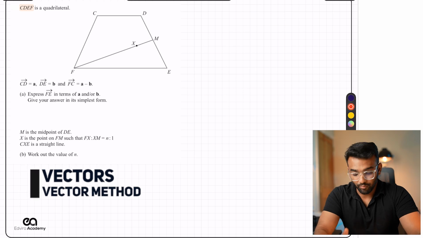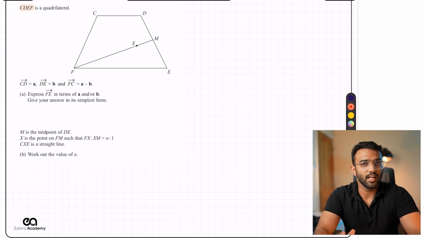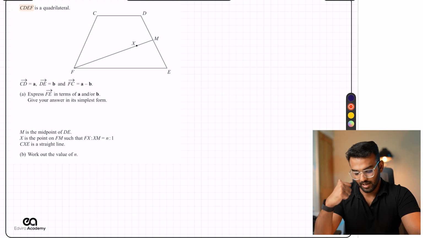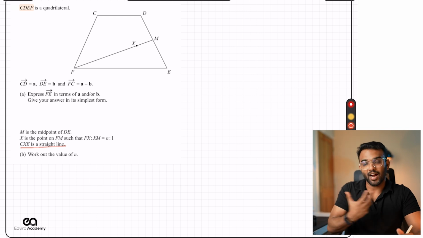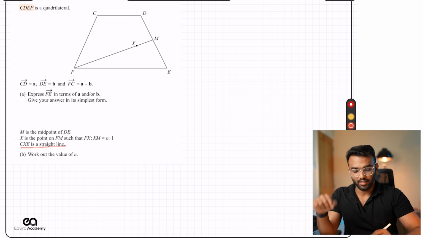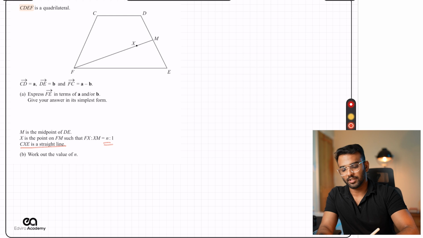So let's have a look at this vector question here. This is a different type of vector question where you're given a straight line. It says over here, CXE is a straight line, but you have to find the value of a ratio, which is n here. So let's see how this is done.